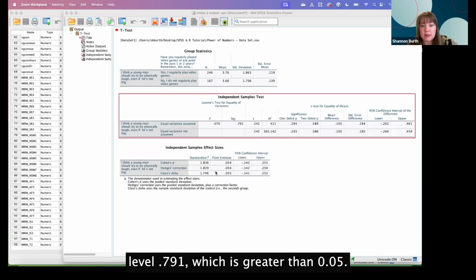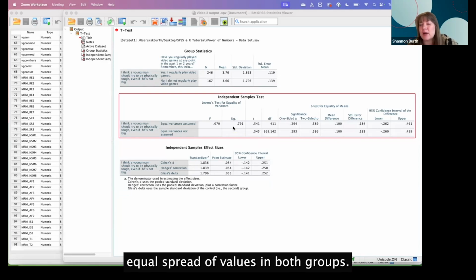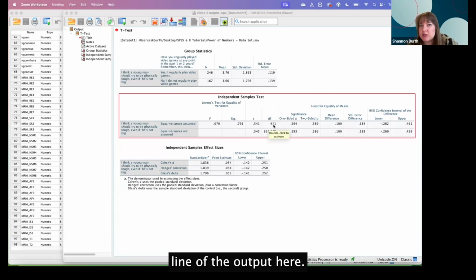In our case, the significance level is 0.791, which is greater than 0.05. So we can assume equal variances between the two groups, meaning an approximately equal spread of values in both groups. This means we can read the t results from the top line of the output here.